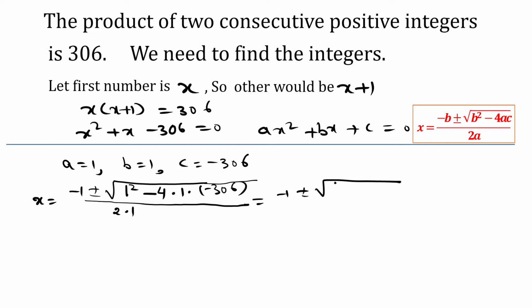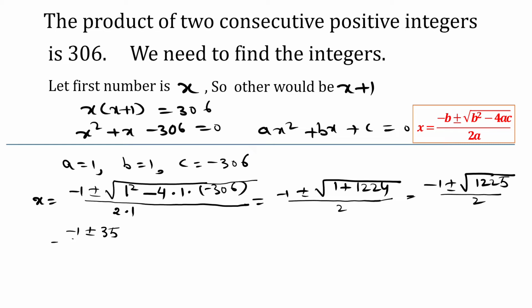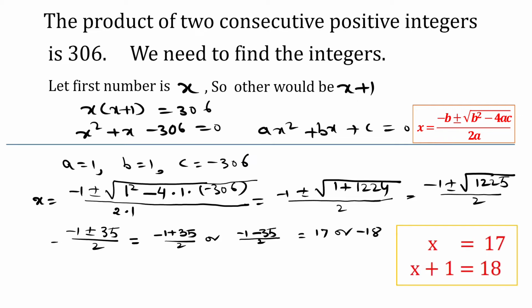Simplifying this gives −1 plus or minus the square root of 1 + 1224, divided by 2. Now the square root of 1225 is 35. So we get (−1 ± 35)/2. First taking the positive sign, (−1 + 35)/2, and secondly taking the negative sign, (−1 − 35)/2. This gives 17 or −18. Since we have to find positive integers, we discard the negative value. So the two consecutive positive integers are 17 and 18.